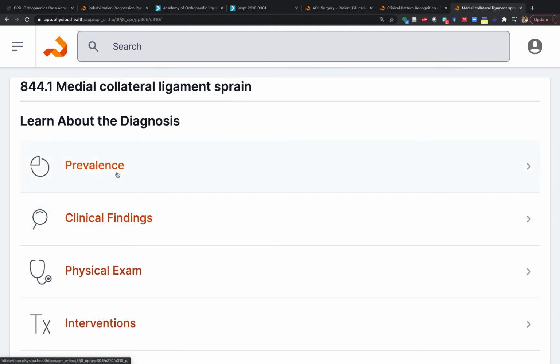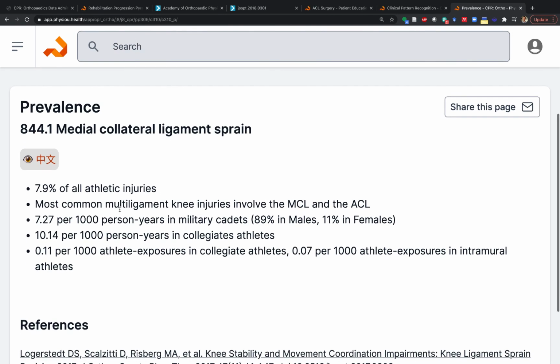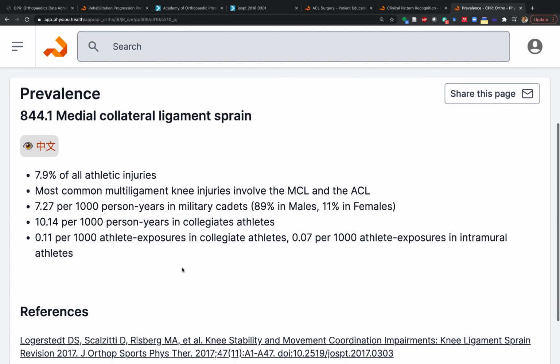Okay, so if we look at the prevalence, it's 7.9% of all athletic injuries. The most common multi-ligament knee injuries involve both the MCL and ACL. It's part of the terrible triad. You can see there are some prevalence numbers for military cadets, and some for collegiate athletes.